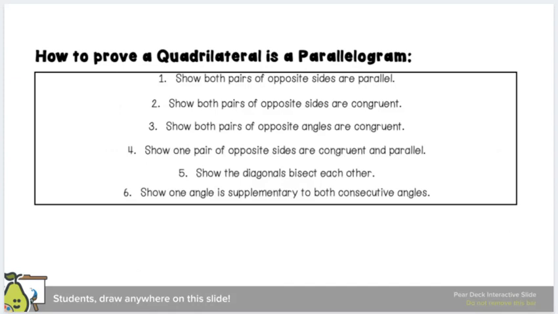So how can you prove that a quadrilateral is a parallelogram? As long as you can show one of these 6 things, then you are going to be able to prove that it's a parallelogram. So both pairs of opposite sides must be parallel, or both pairs of opposite sides must be congruent. You could show that both pairs of opposite angles are congruent, show that one pair of opposite sides are congruent and parallel. So notice how this one's kind of similar to the first and the second, but it's saying if you can show that one pair is both of those things, then you don't have to worry about the other set of sides at all.